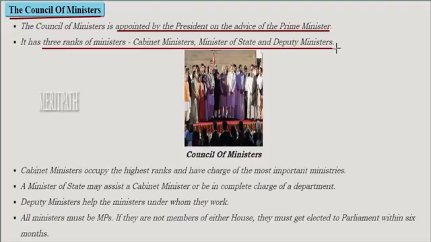The Council of Ministers. The Council of Ministers is appointed by the President on the advice of the Prime Minister. It has three ranks of ministers: Cabinet Ministers, the Ministers of State, and Deputy Ministers. Cabinet Ministers occupy the highest rank and they have charge of most of the important ministries. A Minister of State may assist a Cabinet Minister or may be in complete charge of a department. Deputy Ministers help the ministers under whom they work. All ministers must be MPs. If they are not members of either house, they must get elected to the Parliament within 6 months.